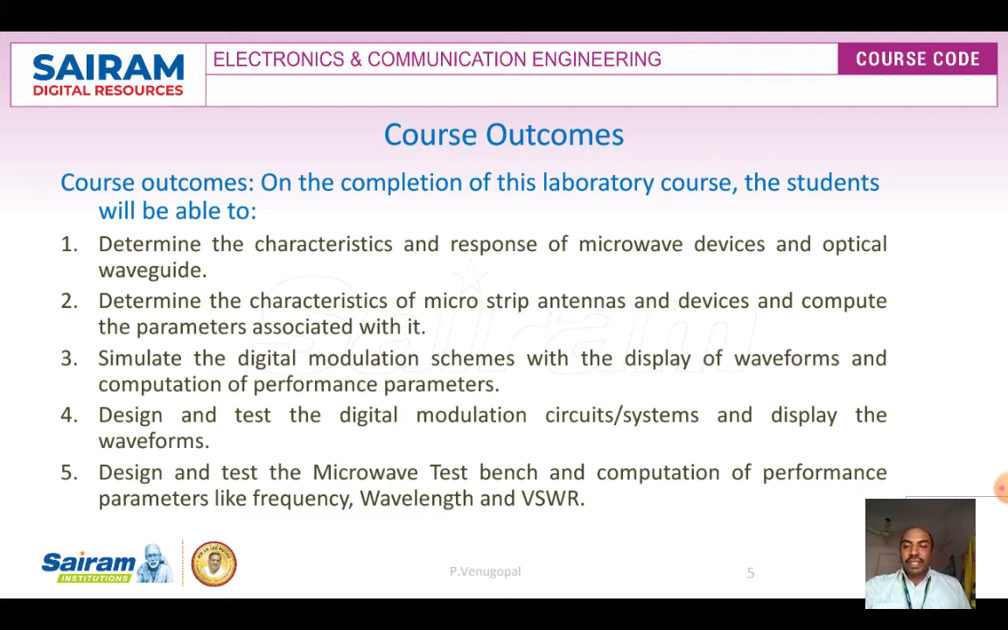Second, determine the characteristics of the microstrip antennas and devices and compute the parameters associated with them. Third one is simulate the digital modulation schemes like ASK, FSK, BPSK, DPSK, QPSK with the display of waveforms and computation of the performance parameters. Fourth one is design and test the digital modulation circuits or systems and display the waveforms. Fifth one is design and test the microwave test bench and compute the performance parameters like frequency, wavelength, and the VSWR. Okay, so these are the course outcomes for this advanced communication lab.